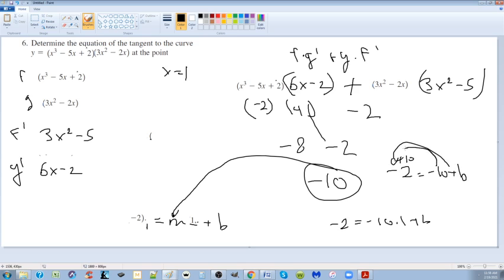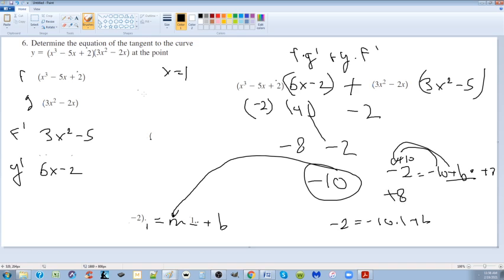Notice anything that was subtracted over here becomes addition on the other side. Anything that was a multiplier over here becomes a division on this side. Anything that was a division over here becomes a multiplier over here. Anything that was added over here, when I subtract it, becomes a subtraction over here. So it becomes minus 2 plus 10, and I get plus 8.